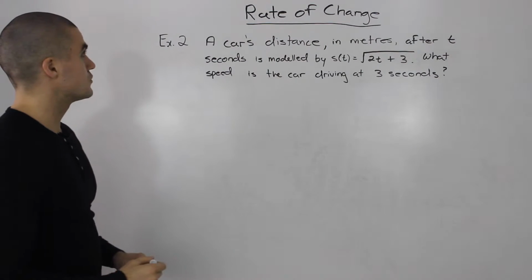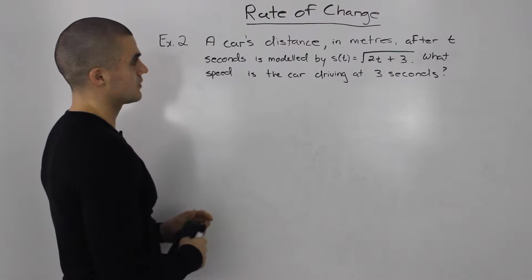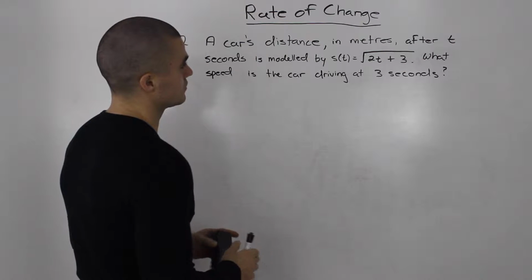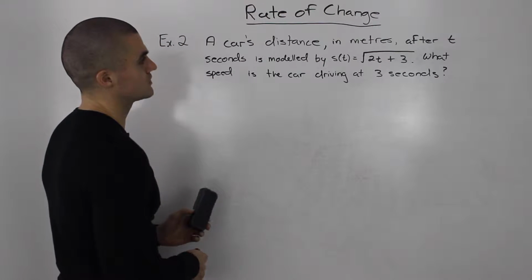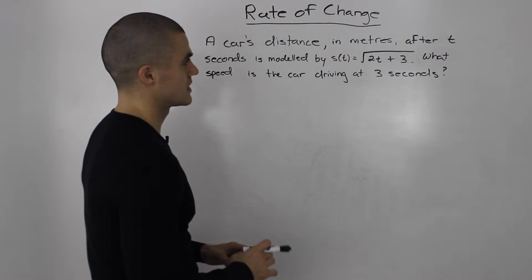Okay, example 2 for rate of change. A car's distance in meters after t seconds is modeled by s of t is equal to the square root of 2t + 3. What speed is the car driving at 3 seconds?